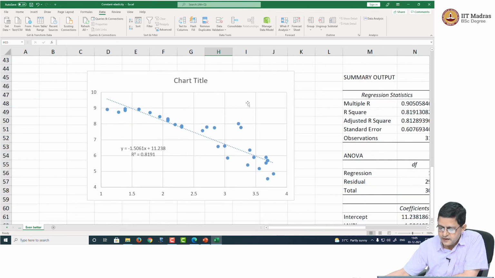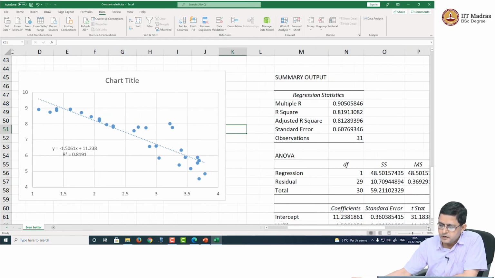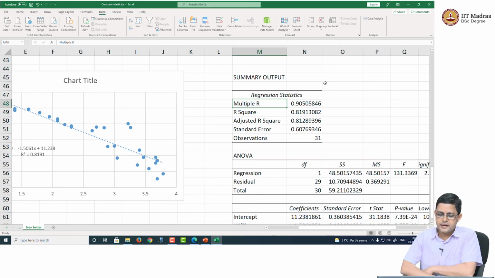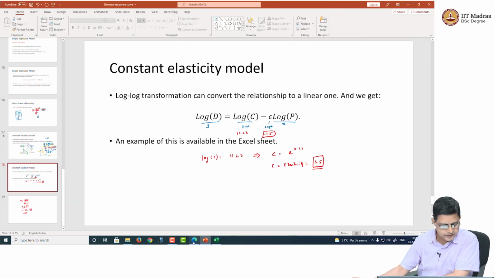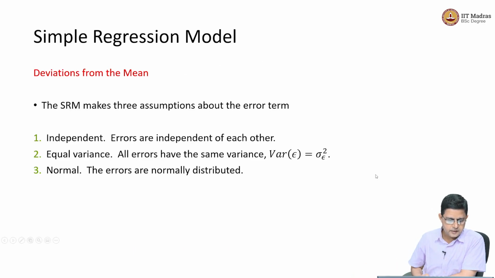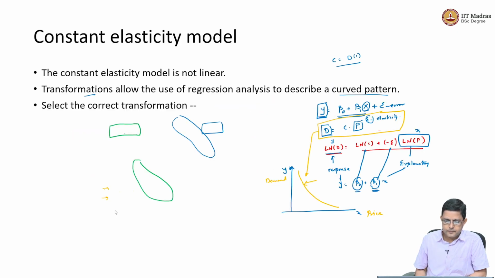Once again we have seen the regression output, but remember, regression output is valid only when the assumptions about the error terms are satisfied. What were the assumptions about the error terms? We did that in the last session. Error terms are assumed to be independent of each other, the error terms have equal variances, and the error terms are normally distributed. We have to confirm that these assumptions hold, and only then can we say that my regression model is of statistical significance.